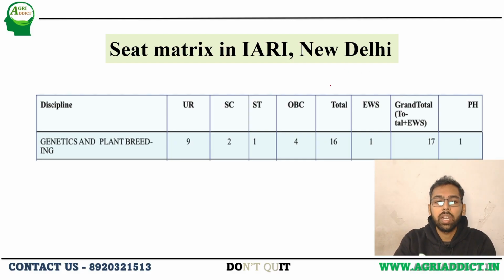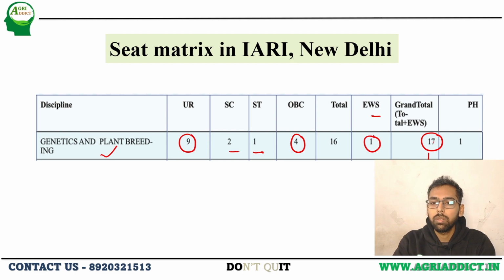So this is the seat matrix for genetics and plant breeding in IARI New Delhi. Totally there are 17 seats, and these seats also change from year to year. For unreserved there are 9 seats, for OBC there are 4 seats, for SC and ST 2 and 1 respectively, and for EWS there is 1 seat. Please be careful that these seats vary from year to year, and you need to go through the counseling brochure to get the exact seat matrix of that respective year.